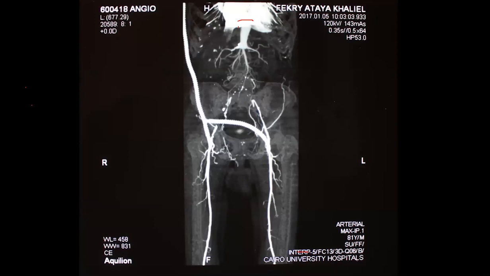Pradeep, go on. This is the CTA, and we can see clearly an axillo-bifemoral bypass. So this is the femoral part of the axillofemoral. Point to it. Okay. Point to it.